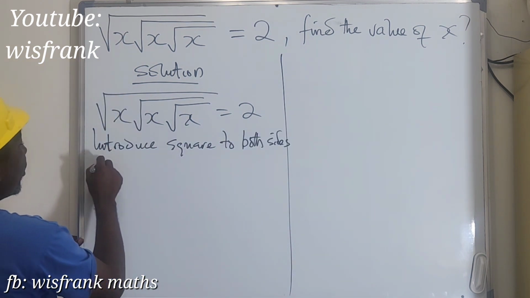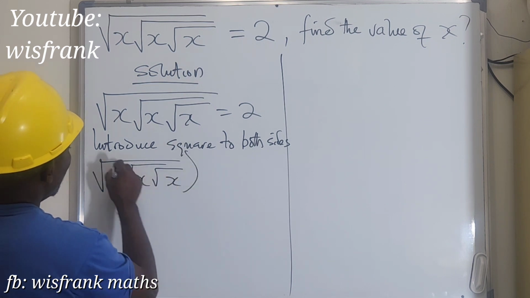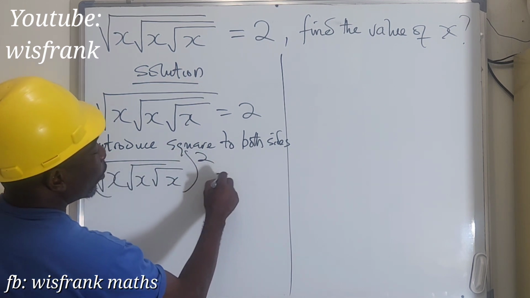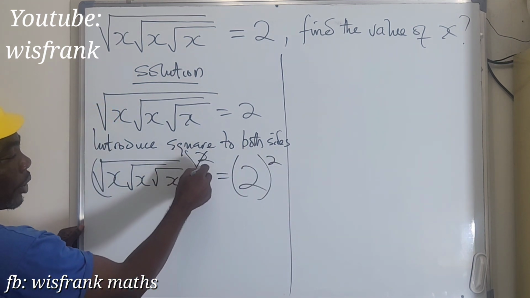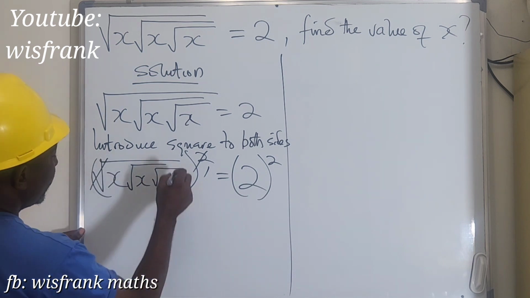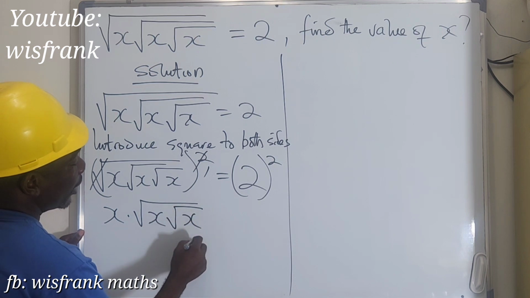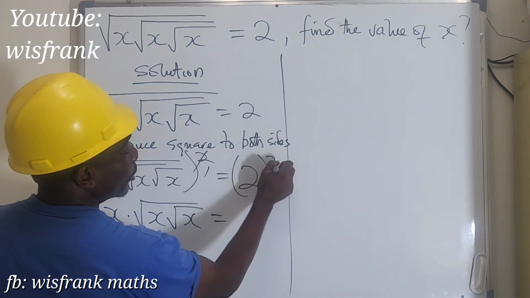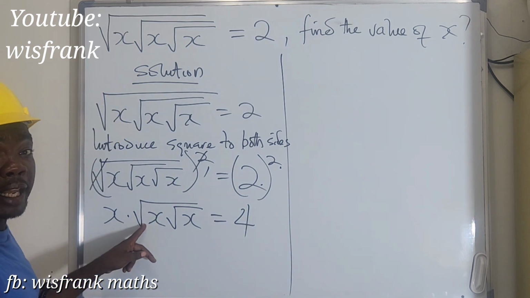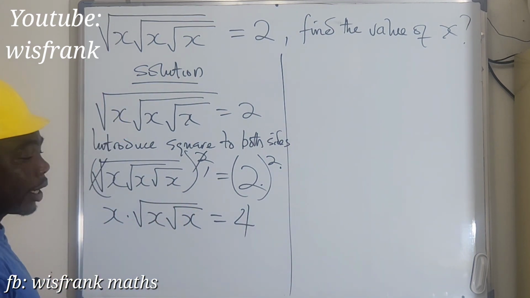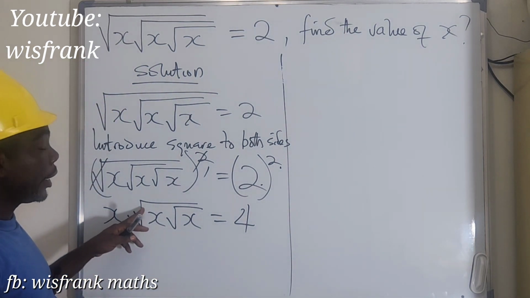So here will become the square root of x times the square root of x times the square root of x. We introduce square, equals 2 raised to the power of 2. So here the 2 will cancel the 1 and 2 will cancel here. So here will become x times the square root of x times another square root of x, equals 2 times 2, which gives us 4. So for us to clear the next one, we need to introduce another square, squaring both sides again to clear the square root.